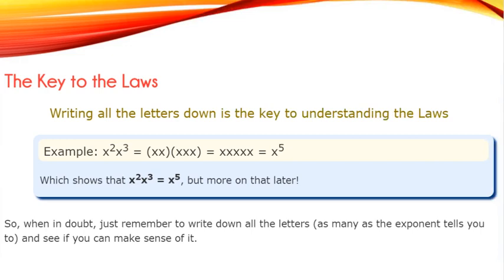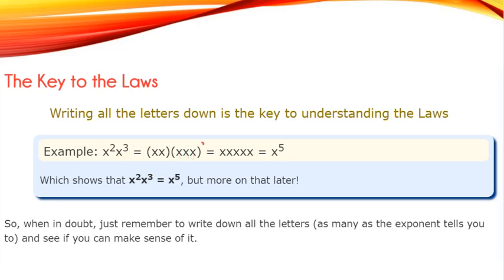The next is the laws of exponents. Whenever you see an exponent, the first thing you should remember is writing all the letters down to understand the law. Suppose you are given x to the power 2 and x to the power 3. First, write x to the power 2 in terms of the letters. x to the power 2 means multiply x 2 times, so x and x. Similarly, x to the power 3 means you multiply x 3 times, so x times x times x.